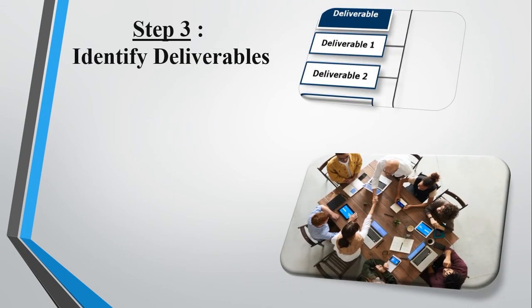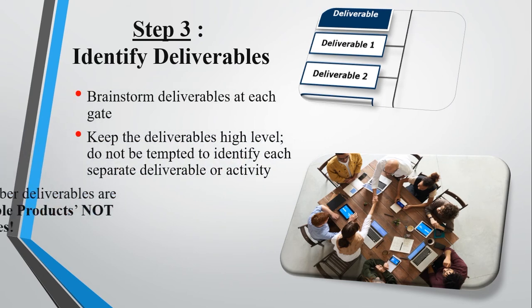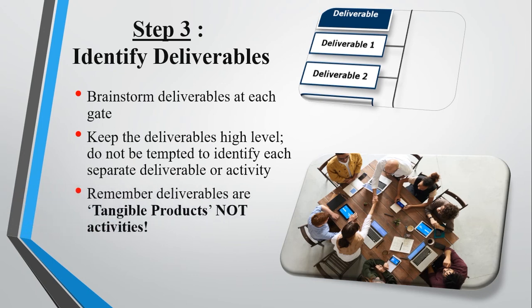Step 3, identify the deliverables. So we've gone through the whole brainstorming process. We've identified the gates as we see it. And now it's a case of looking at the tangible, and I use the word again, tangible activities that we have to consider. Remember, deliverables are tangible, products, not activities.